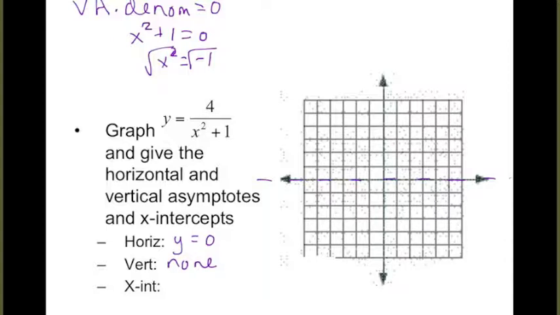The x-intercepts are where the numerator equals 0. So we're going to set the top equal to 0. 4 equals 0? No, it doesn't. So that doesn't work either, and we have no x-intercepts.